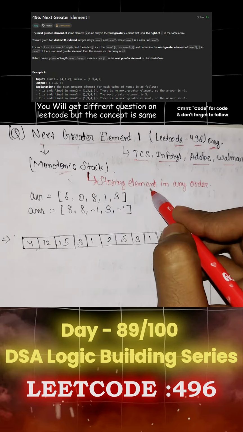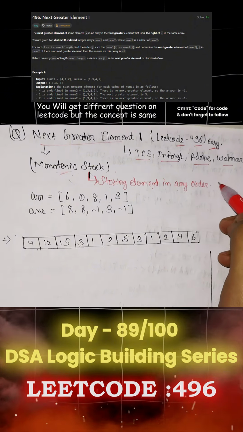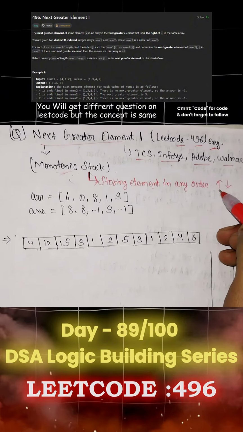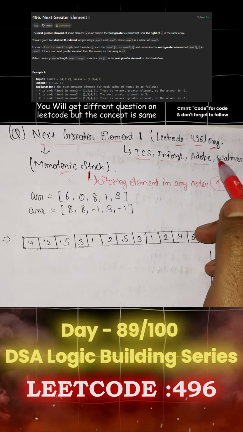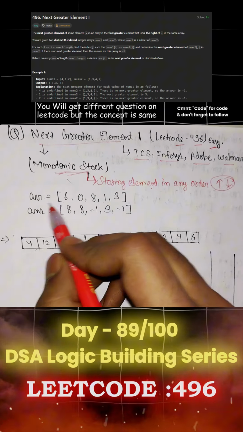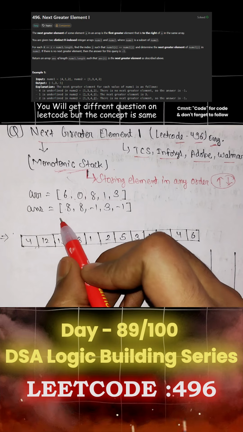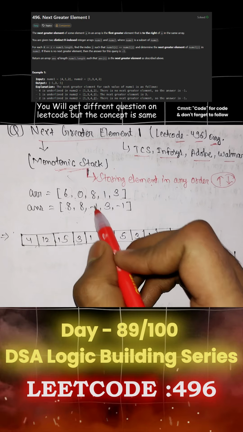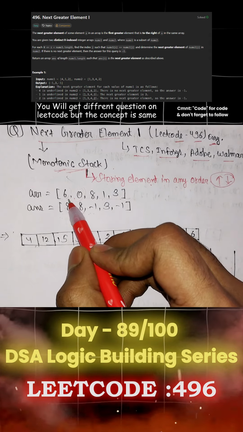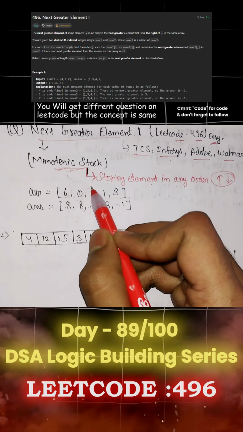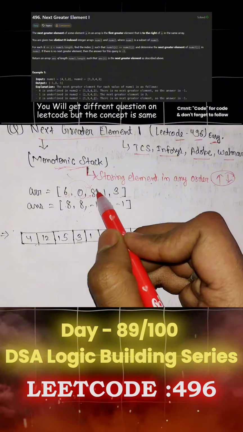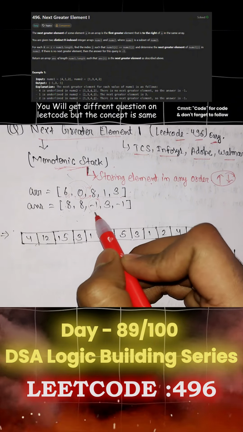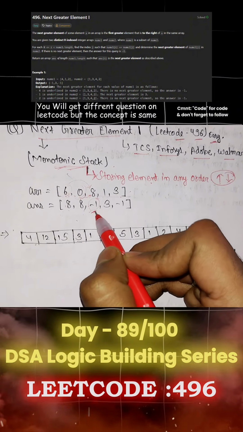When we store elements in any order, such as increasing order or decreasing order, we call that stack a monotonic stack. So we have an array and we have to return an array which will contain the next greater element for each element. As you can see, for 6 the next greater element is 8, for 0 it's 8, and for 8, if we don't have anything, we will simply return -1 in that place.